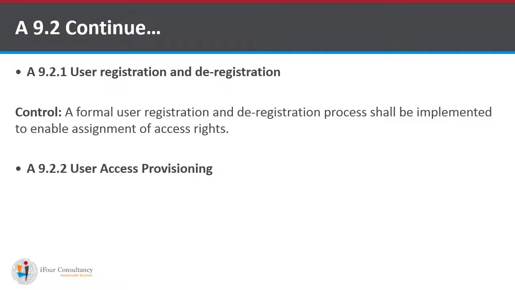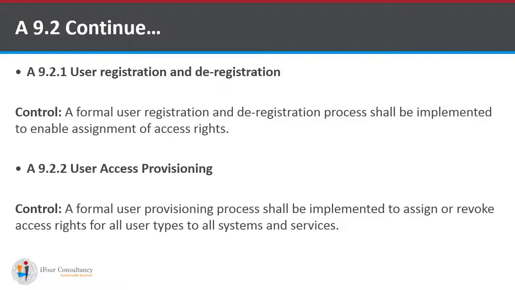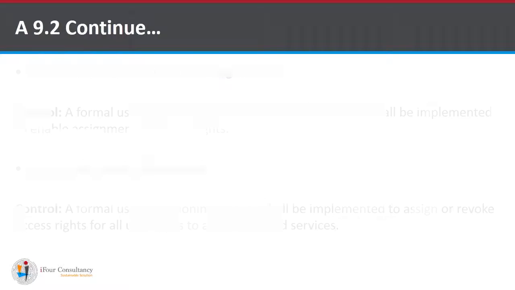A 9.2.2, and that is user access provisioning. Control of this user access provisioning is a formal user provisioning process shall be implemented to assign or revoke access rights for all user types to all systems and services.